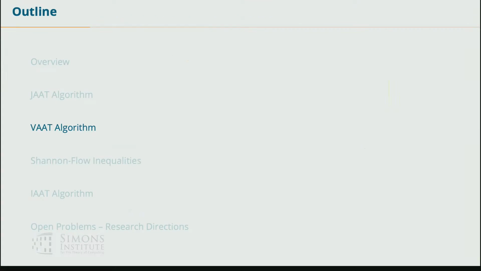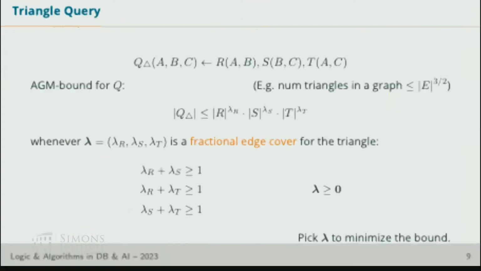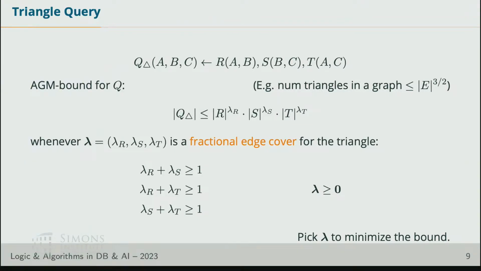So let's look at the next class of algorithms, variable at a time. As a reminder, in the last lecture we showed the following. Given this triangle query, the size of the output is bounded by R to the lambda R, S to the lambda S, and T to the lambda T, given that the lambdas are a fractional edge cover for the triangle. So the sum of every pair of them is at least 1, and the lambdas are non-negative. This came from the AGM bound, or fractional edge cover bound. And obviously, if you plug in an actual graph, you could get something like E to the 1.5.